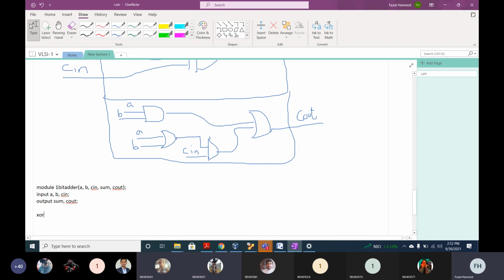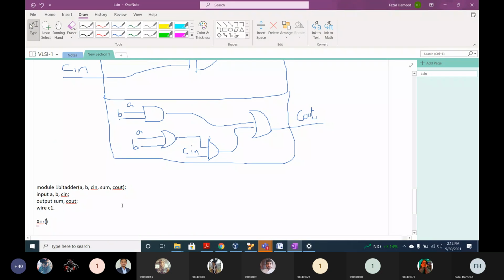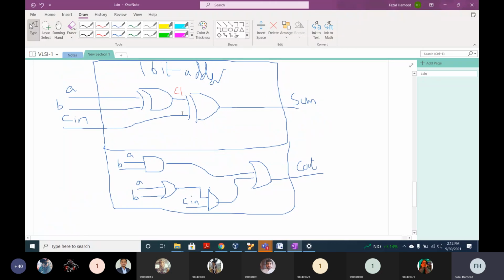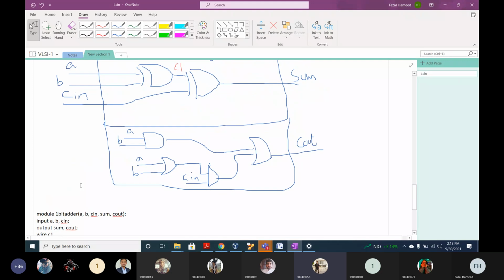Sir, wire. Write C1 with the code now. C2, C3. Or first we have to go for the exclusive OR. Exclusive OR output is C1. What is the input? A and B. Am I right? Yes, sir. Okay. So the output is C1. What is the input to the second exclusive OR gate? Can you use another exclusive OR gate? What is the output? Output is sum.